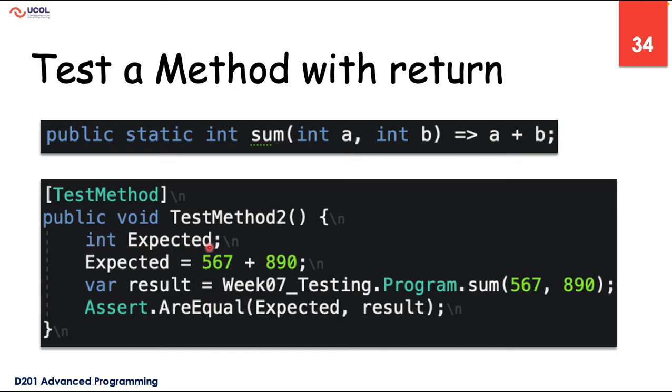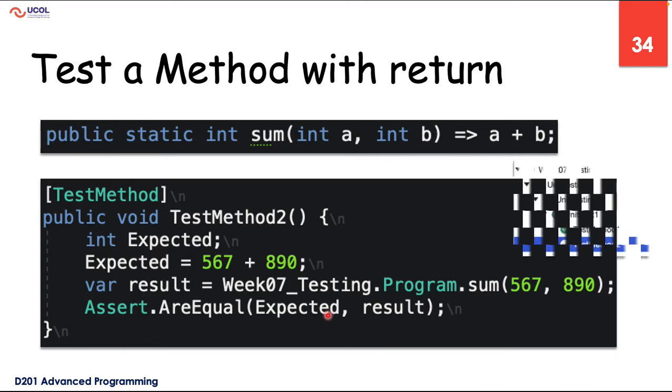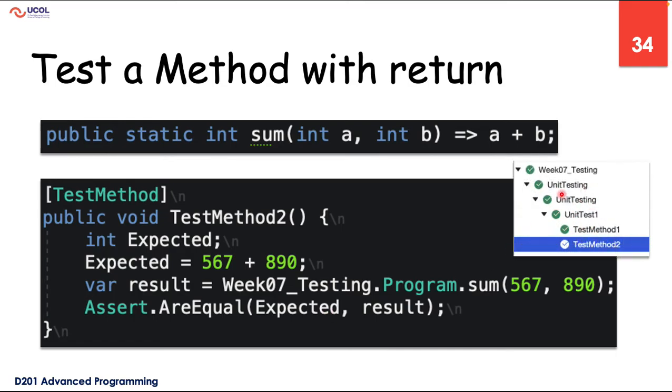So then we have int expected. Inside this method, we have declared a variable that is the expected outcome. Expected is equal to 567 plus 890, and then we run the sum method from the Program class in our main math project, giving the same values, and we get the result back from this method. And again, Assert.AreEqual, we are checking whether this expected outcome and the actual result are equal or not.